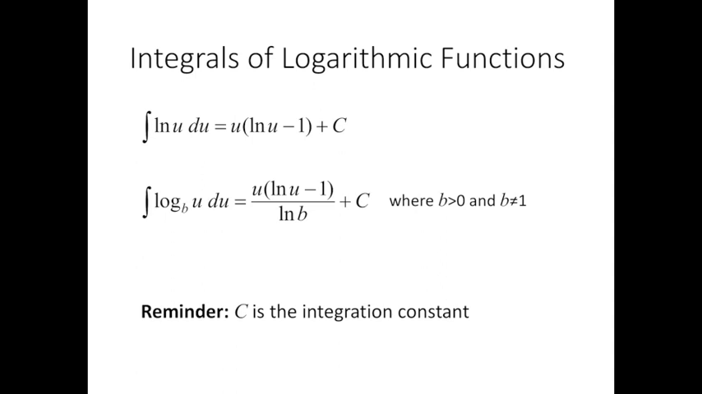So let's look at some examples. First example we're going to look at is the integral of 4 times log base 2 of x dx. The first thing we can do is think of that 4 as being a constant multiplier. So this would be 4 times the integral of log base 2 of x dx. And there's nothing complicating the integral here. This is an integral of the form log base b of x, where b is equal to 2.